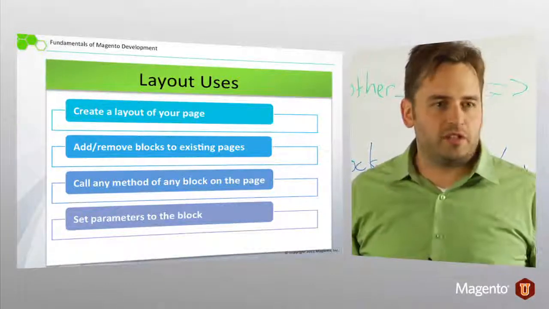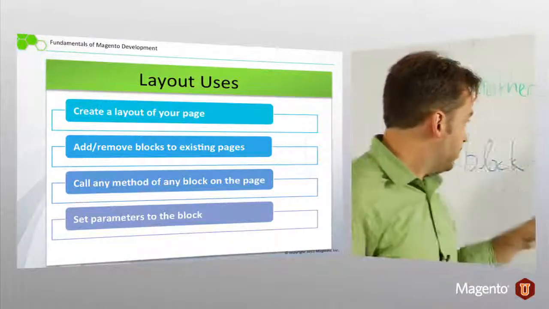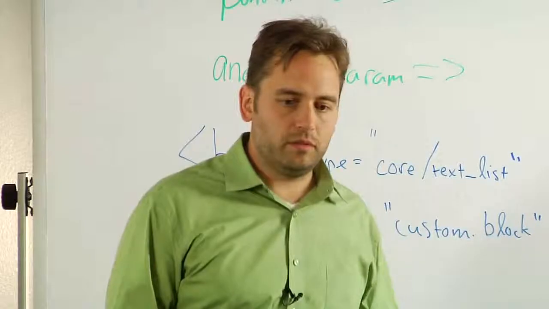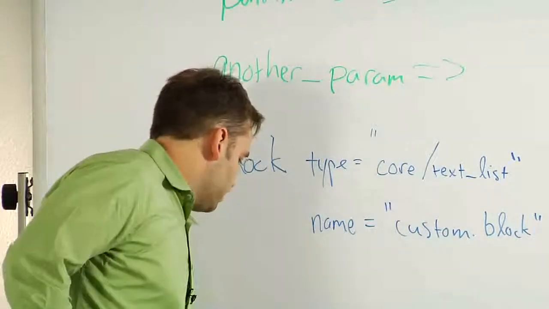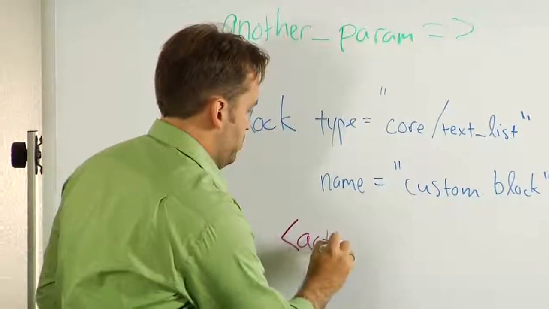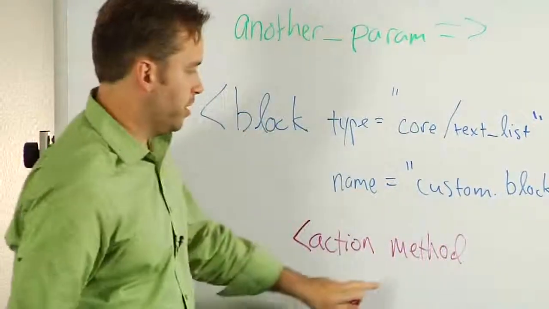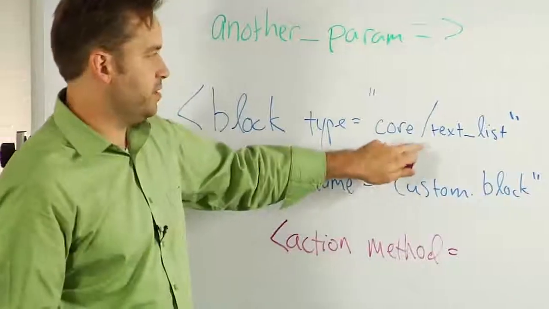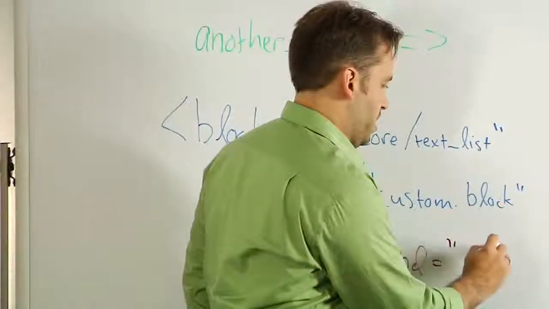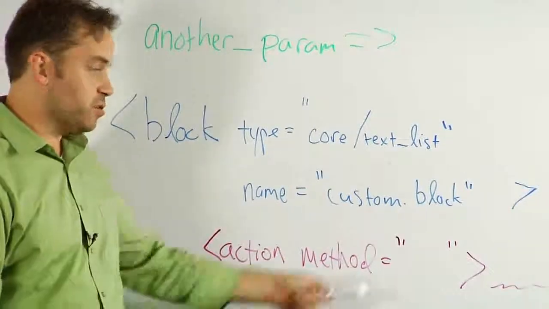We could also, and I talked about this just a second ago, call any method of any block on the page. So in here, we can call methods by using the action tag, or action node. And that would look like this. Action method. Literally referring to a method defined for this class. And we just call the method name, and then we could pass in some arguments. That's used everywhere in the layout.